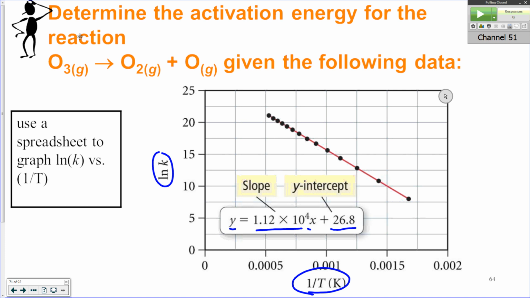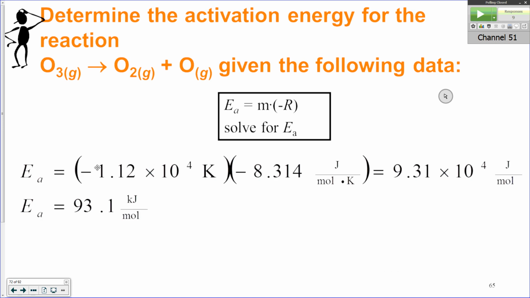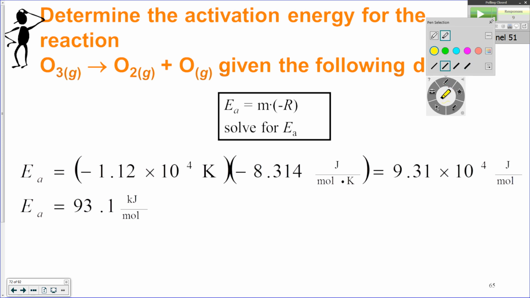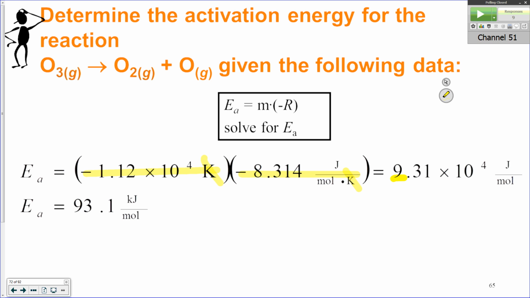So now that I know what that slope term is, if I want to know what the activation energy is, all I have to do is take the slope and multiply it by the negative value of R. So now we put our negative back in. So there's my slope value. Multiply it by a negative R. What I find out, the units of K, top and bottom, cancel out. And I've got joules per mole. So it's 9.31 times 10 to the fourth joules per mole. Or if I convert that to kilojoules per mole, which is the common way I describe it, I would move the decimal place over 3 times to the left.